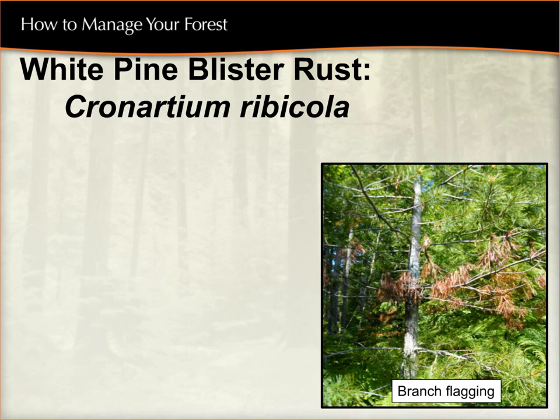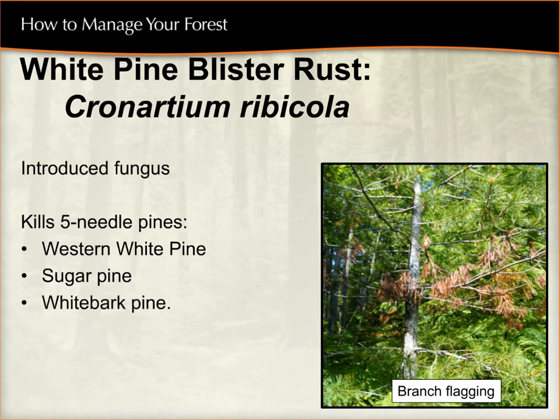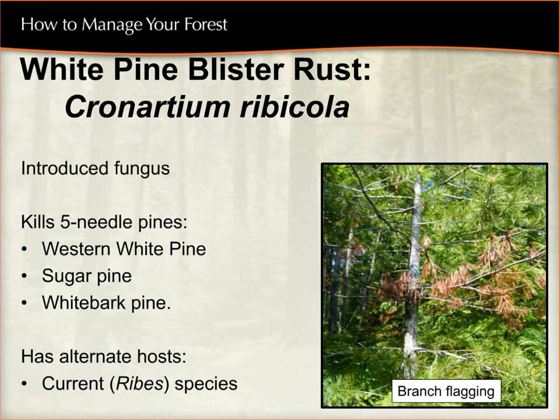We discussed the white pine blister rust in part 1 of this module, but for review, it is another introduced disease which was acquired when western white pine trees were sent to Europe, and then some years later, stock was returned to the U.S. carrying rust unknown to North America. The rust kills the 5-needle pines, such as western white pine, sugar pine, and whitebark pine. It uses alternative hosts, such as the ribes species.